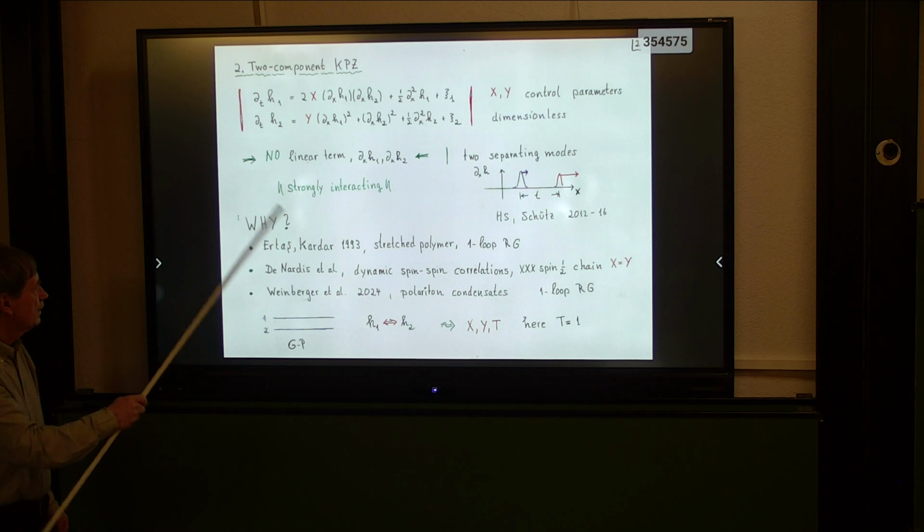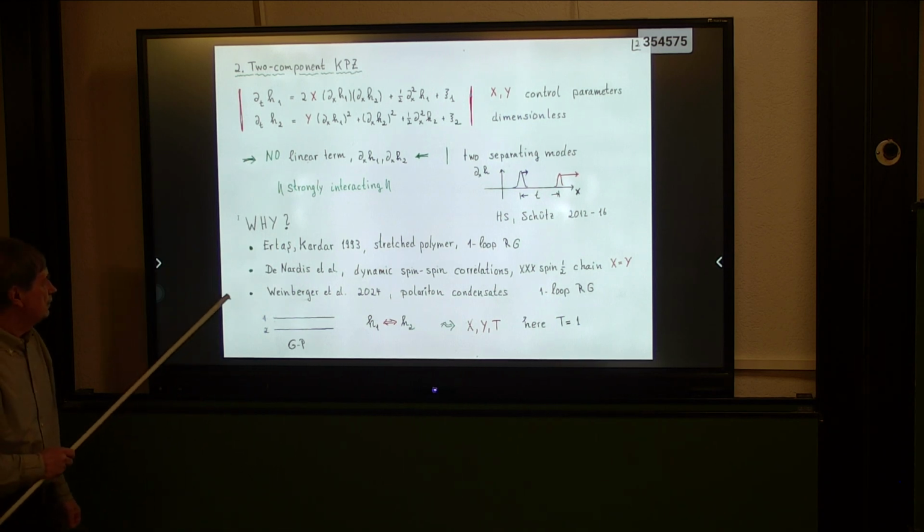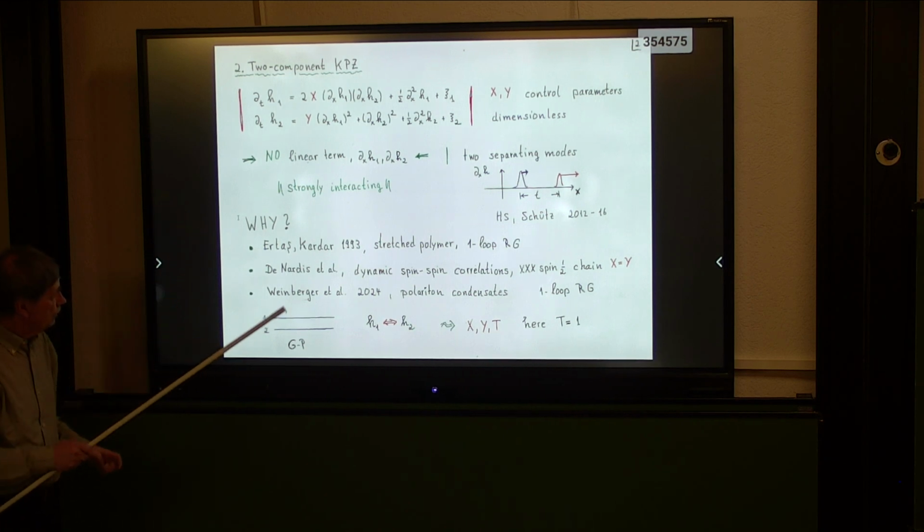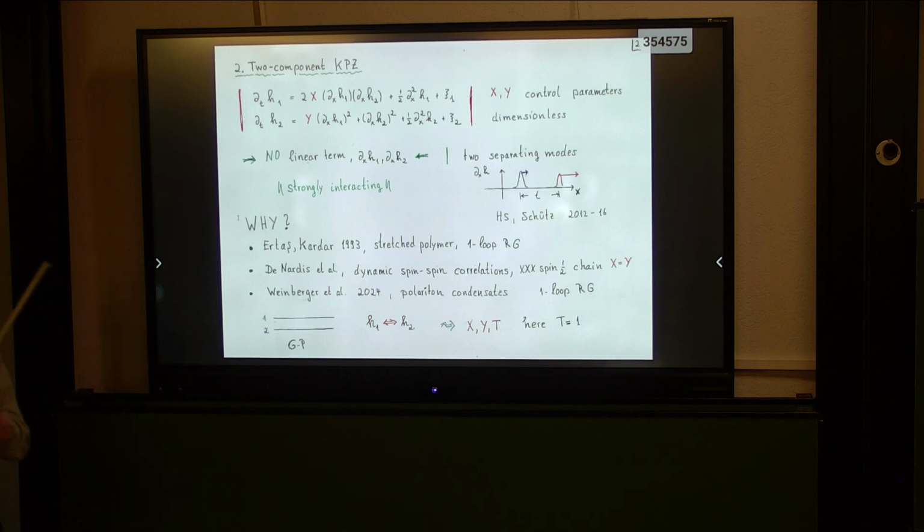Now, there are three earlier works which I want to point out. One of them is by Erdős Kadar, many years back. He was looking at a stretched polymer sitting in a fluid. H1 and H2 are the two transversal degrees of freedom of the stretched polymer, and this is what is described by this equation.